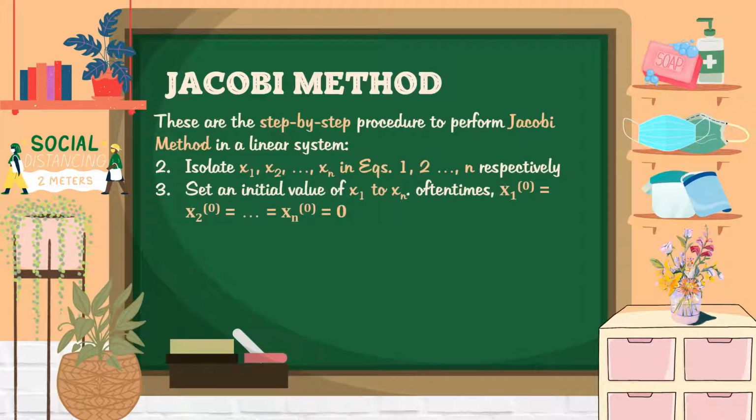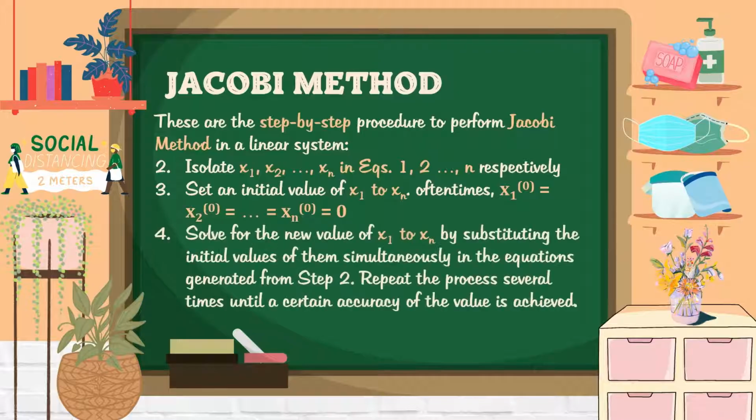Third, set an initial value of x sub 1 to x sub n. Oftentimes, x sub 1 raised to 0 equals x sub 2 raised to 0, and so forth, up to x sub n raised to 0, equals 0. Fourth, solve for the new values of x sub 1 to x sub n by substituting the initial values simultaneously in the equations generated from step 2. Repeat the process several times until a certain accuracy of the value is achieved.